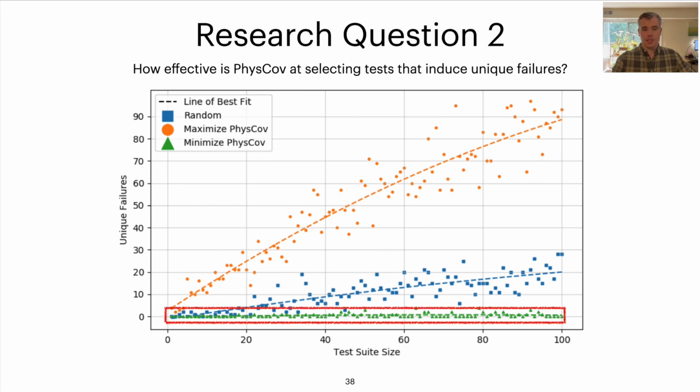If we minimize physical coverage, we find that we're also able to minimize the number of unique failures. This answers the question: PhysCov is good at selecting tests that induce unique failures.